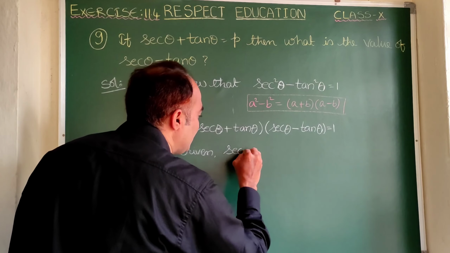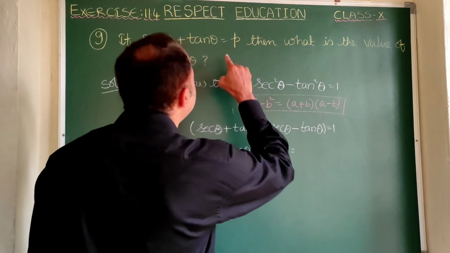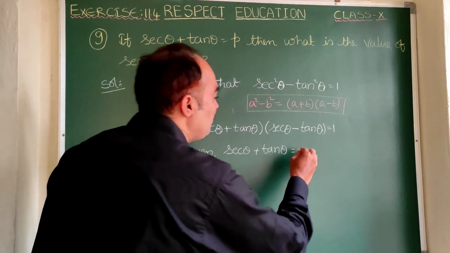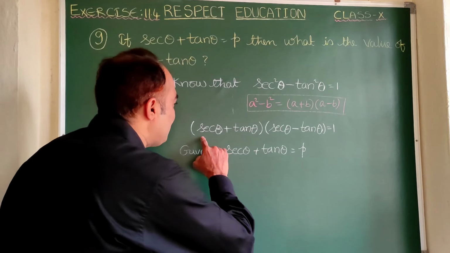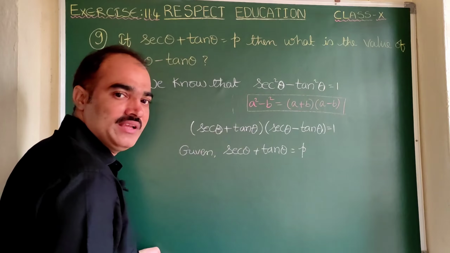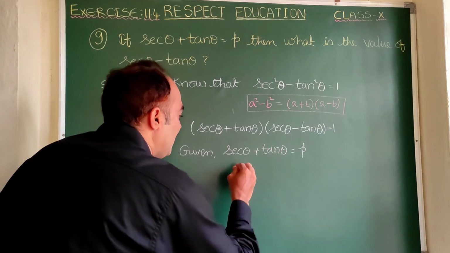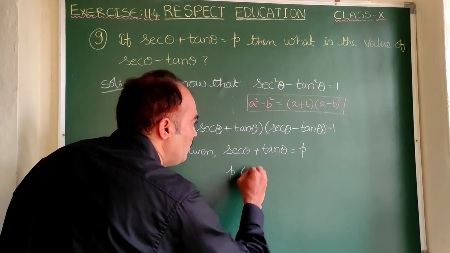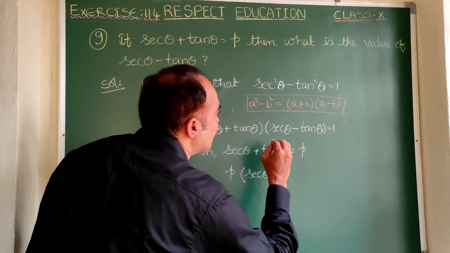In place of secant theta plus tan theta, what can be written? P can be written. That is given, we should use it. So here in place of secant theta plus tan theta, let us write P. P into, in place of this, I am writing as it is, secant theta minus tan theta is equal to 1.